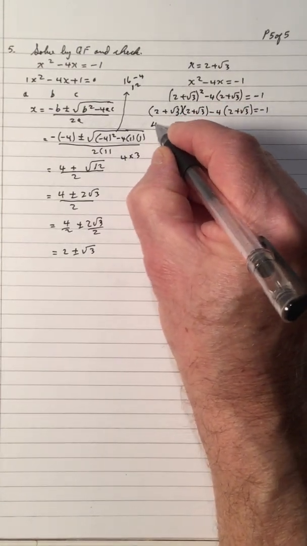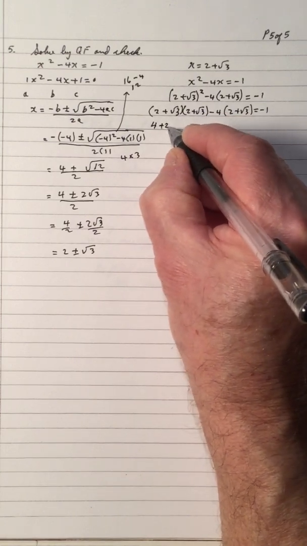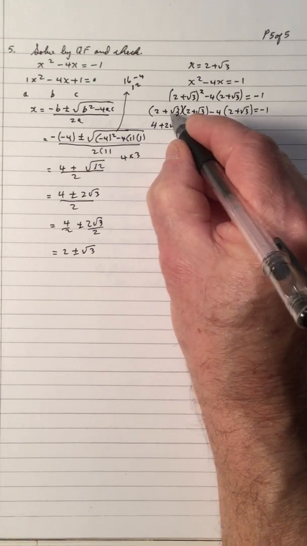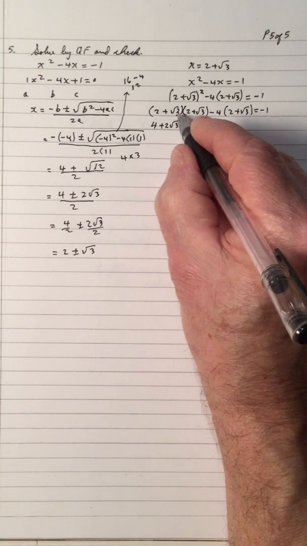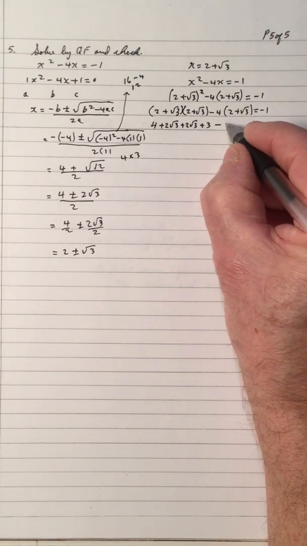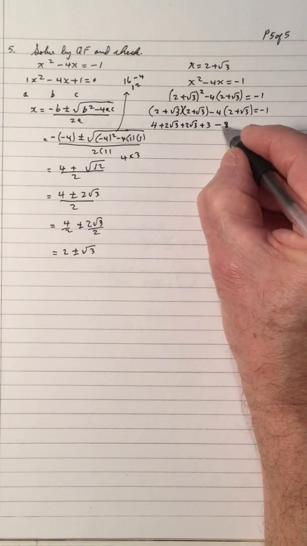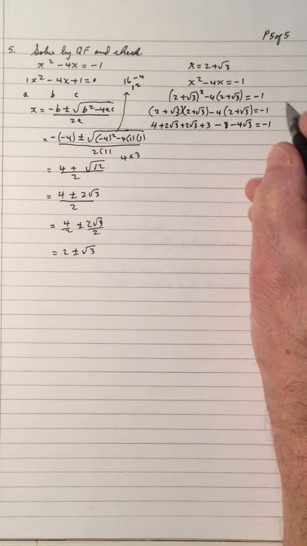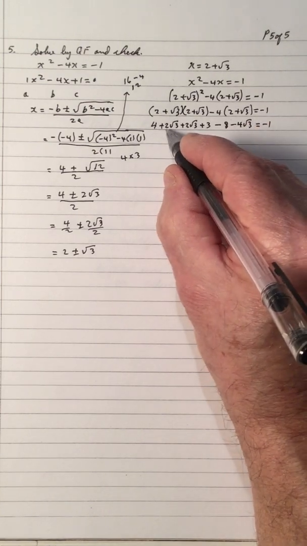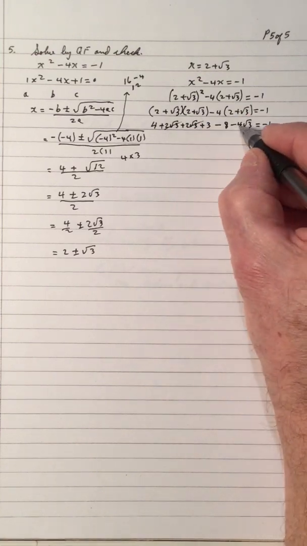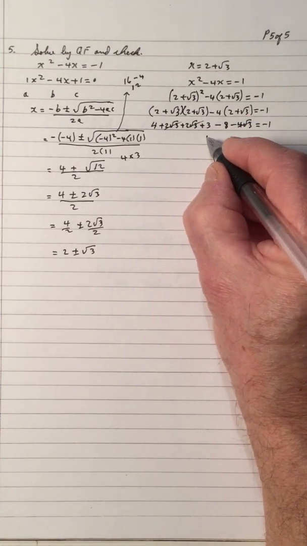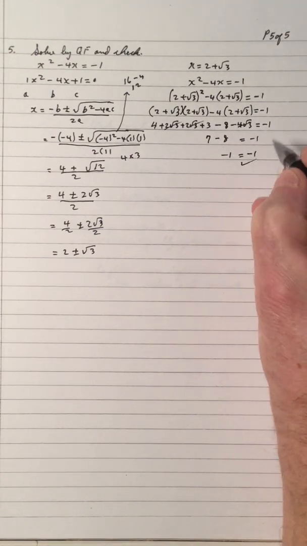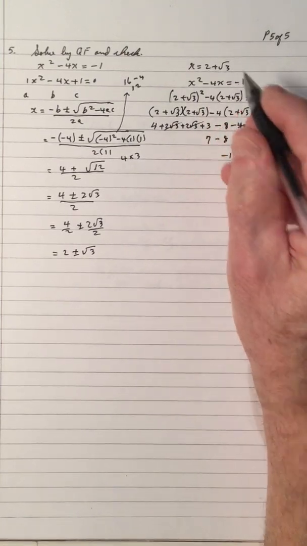So 2 times 2 is 4. 2 times root 3, 2 root 3. Root 3 times 2 is 2 root 3. Root 3 times root 3 is 3. Because when you multiply a square root by itself, you get the same number. Negative 4 times 2 is negative 8. Negative 4 times root 3 is negative 4 root 3. And I got a negative 4 root 3, and I got a 2 root 3 and a 2 root 3, so they cancel out. I have a 7 minus 8. Negative 1 equals negative 1. So 2 plus root 3 is a root.